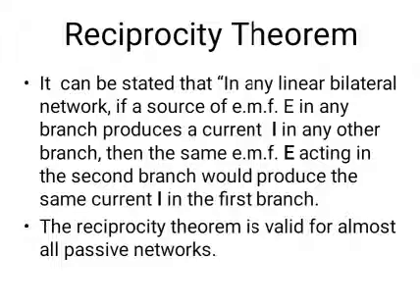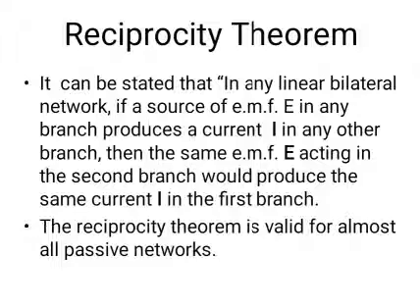It can be stated that in a linear bilateral network, if a source of EMF E in any branch produces a current I in any other branch, then the same EMF E acting in the second branch would produce the same current I in the first branch.